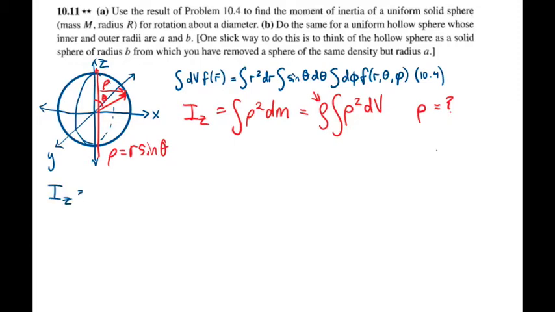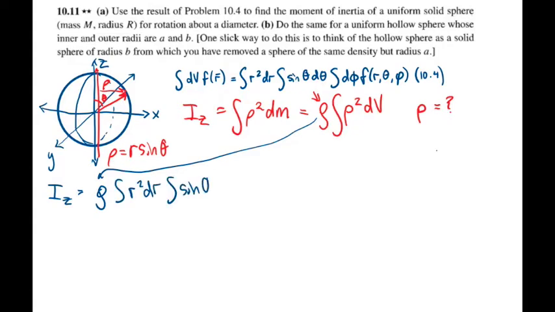Okay, then we'll set it up as a spherical integral. So pulling the density out in front, we'll have the density times r squared dr times sine theta d theta times d phi times the actual function, which, as you recall, is rho squared, which means it's r squared sine squared theta. The limits of integration, because this is a sphere, are in phi 0 to 2 pi, in theta 0 to pi, and in r 0 to capital R.